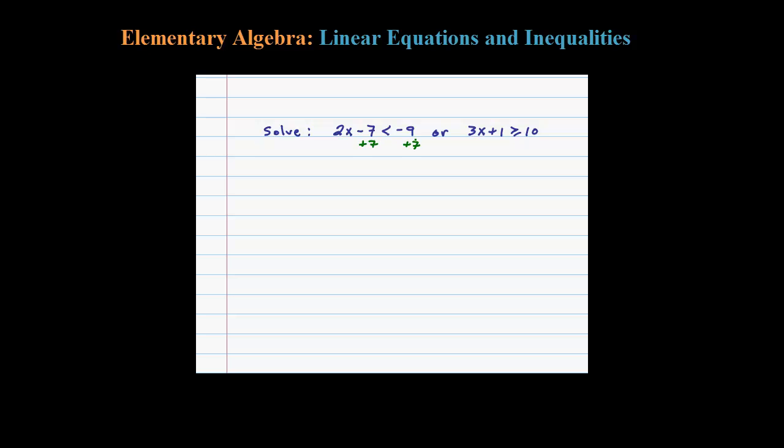Alright, so if we add 7, here we get 2x is less than negative 2. Dividing by 2, we get x is less than negative 1.